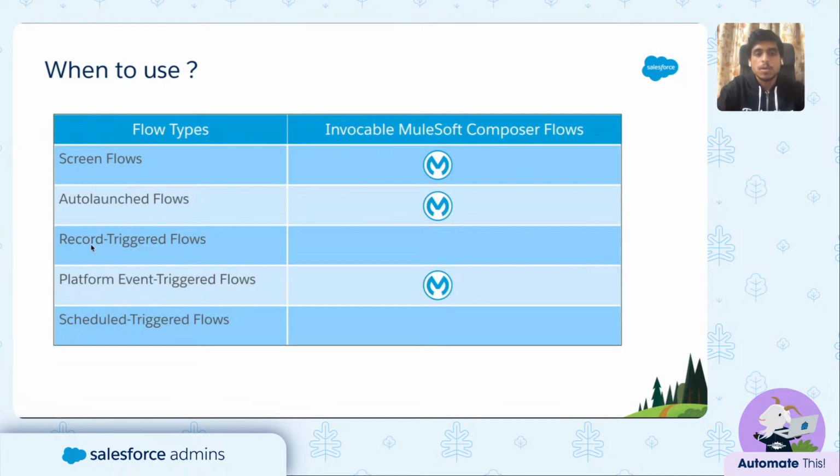Because of record triggered flows, I would rather say MuleSoft Composer has the ability to understand whether an activity has been performed in Salesforce, such as creation of a lead, creation or updating of a record, or deletion of a record. So Composer can, out of the box, understand these details. There is no requirement to trigger it from a record triggered flow.